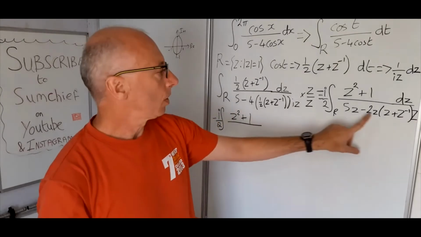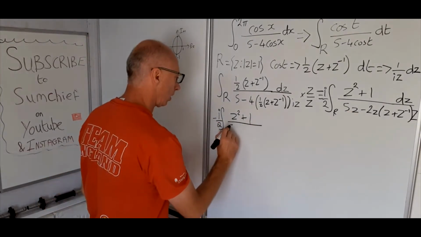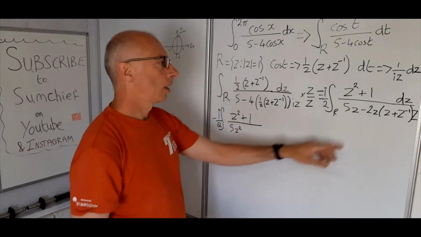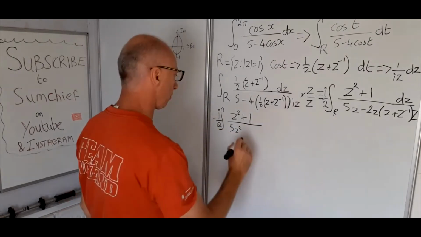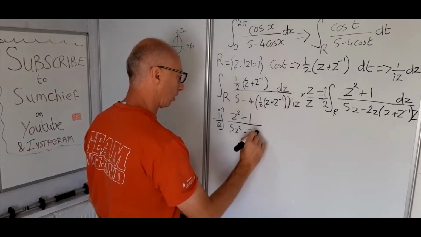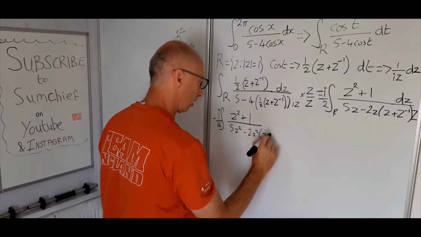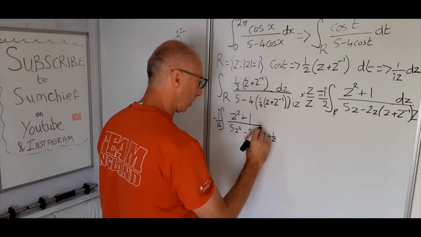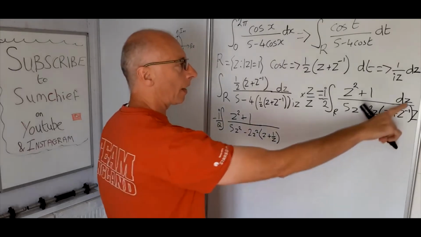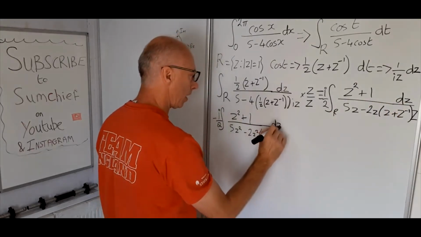Okay, let's distribute this z. So 5z squared, and then minus 2z squared times z plus 1. Let's call this now 1 over z. So that's probably going to help us a little bit now when we come to simplify. And then dz. So just write that up there.